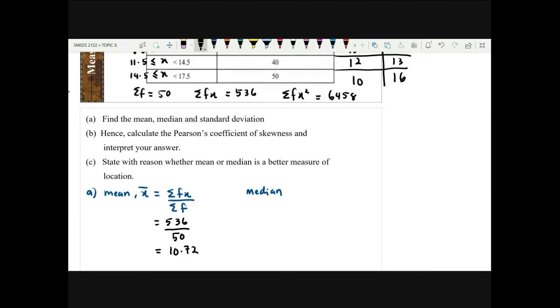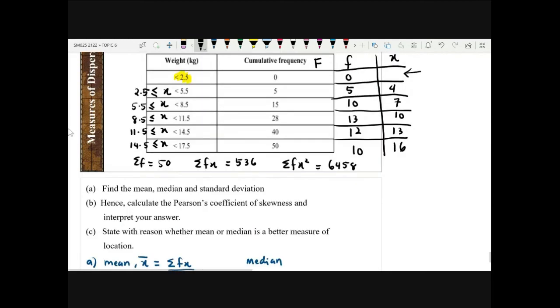Macam mana nak cari class median? It should be half of our data. So, half times 50 should be 25. Okay, cari bahagian cumulative frequency. 25 lies on the class interval. Ini yang saya highlight ni. Okay, that will be our class median.